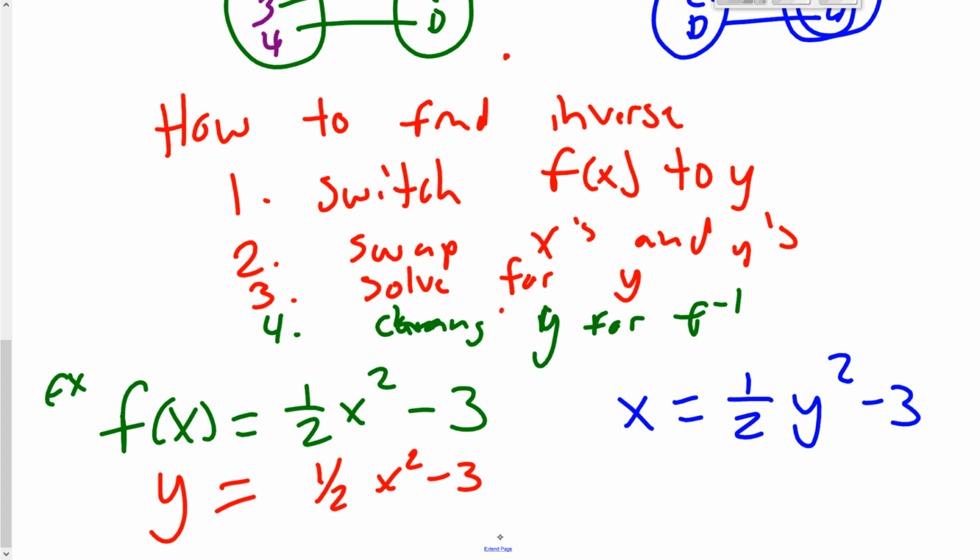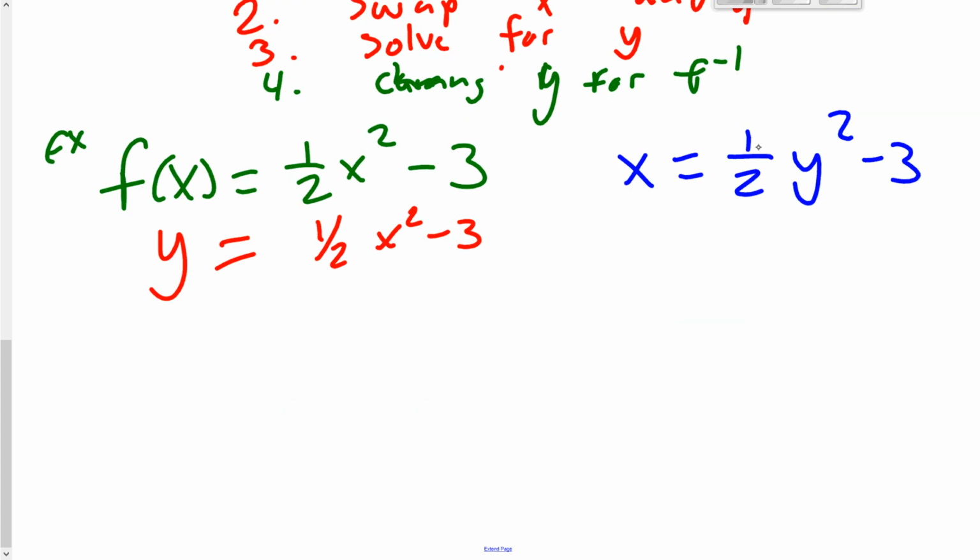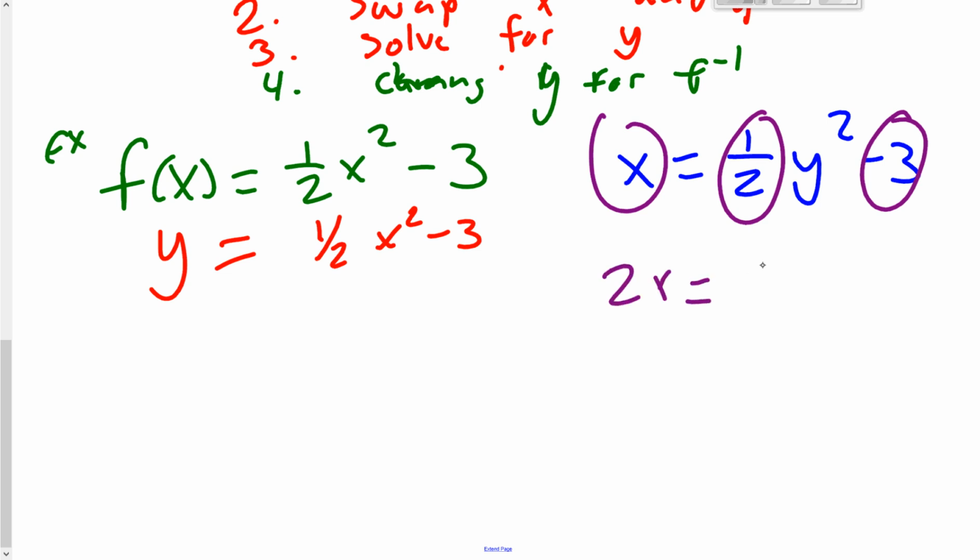So now how to solve this one is we can multiply everything by 2 to get rid of that, or we can add 3 first and then multiply by 2. But we can go ahead and multiply by 2, so that changes this to just y squared, and then minus 6 here. That's what you've got to be careful of when you have a number in front of the y.